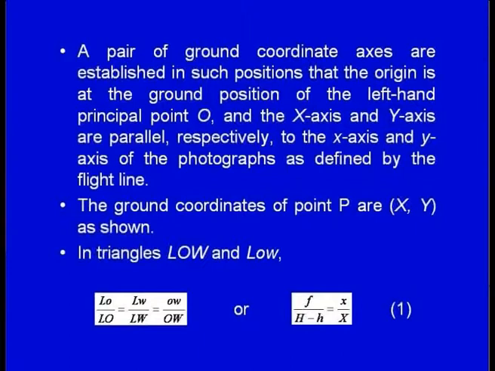Considering the triangles capital L, capital O, capital W and the triangle capital L, small o, small w, through similar triangles the relationship can be built up as: capital L small o divided by capital L capital O is equal to capital L small w divided by capital L capital W is equal to small o small w divided by capital O capital W. If we substitute the values corresponding to the sides, this reduces to the equation f over capital H minus small h, which is equal to small x divided by capital X.